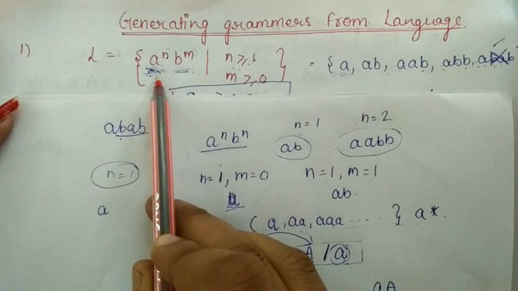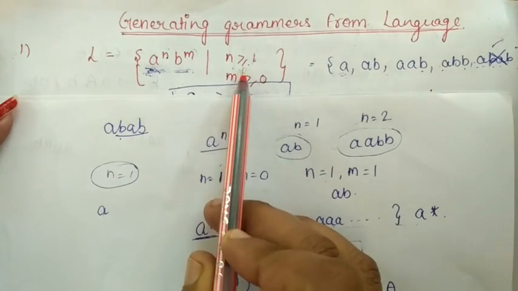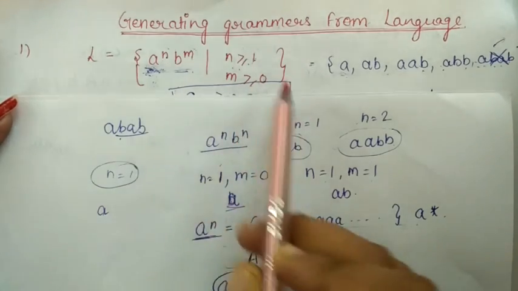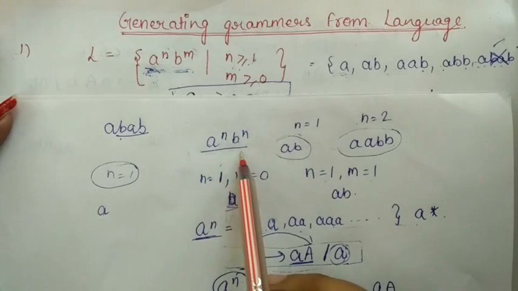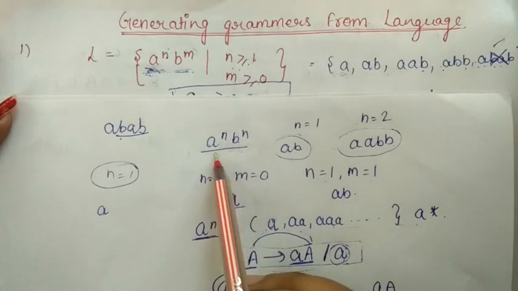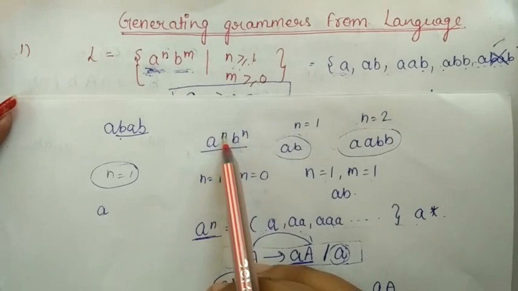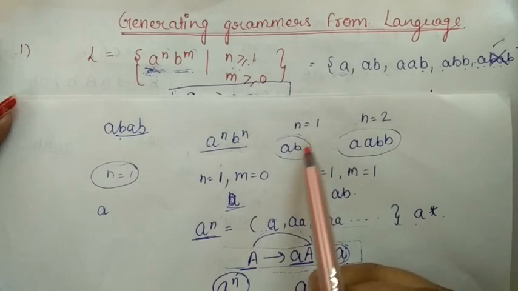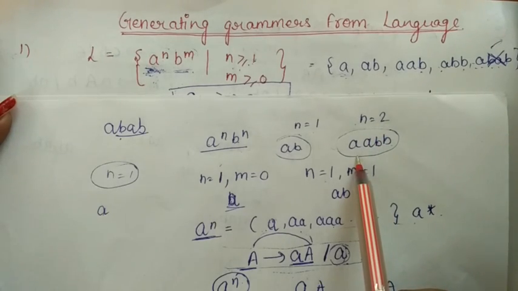Suppose we are given a language a to the power n and b to the power m, in which the value of n is greater than or equal to 1 and the value of m is greater than or equal to 0. Before writing the grammar for this language we have to analyze it. Suppose we have a language a to the power n and b to the power n. This language will generate all the strings with an equal number of a and b, because we have the same value of n here. If n is equal to 1, it will generate the string ab. If n is equal to 2, it will generate aabb.